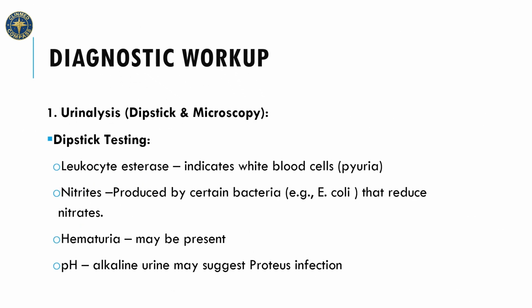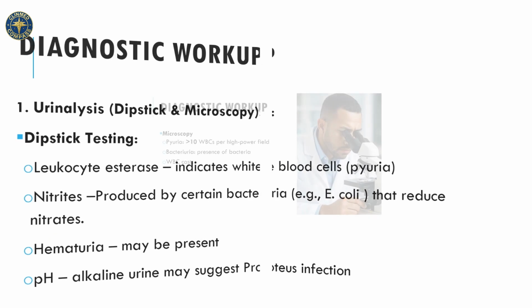Now let's talk about the diagnostic workup of UTI. Diagnosis of UTI starts with urinalysis. On dipstick testing, we look for leukocyte esterase, which suggests pyuria. Nitrite indicating nitrate-reducing bacteria like E. coli. Hematuria, which may be present, and an alkaline pH, which often points to Proteus infection.